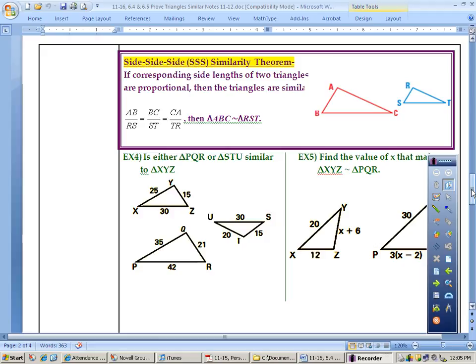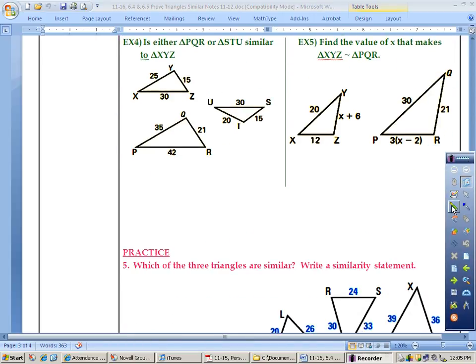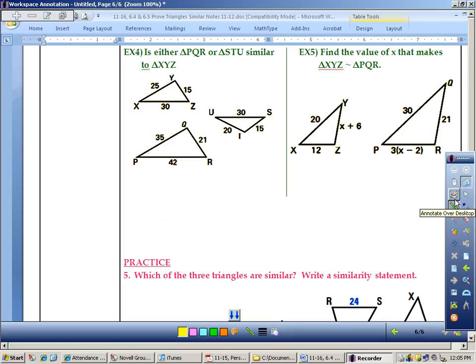Another means of proving that two triangles are similar is by the side-side-side similarity theorem. And this one basically states that if I can show that three sides of a triangle are proportional to the three sides of a second, then the two triangles must be similar. So we do that by comparing the corresponding parts. This is what that has to do. The side lengths are proportional if the shapes are similar.